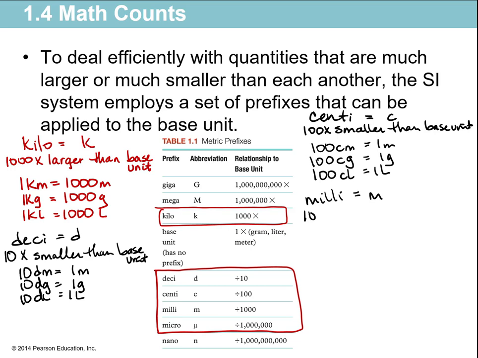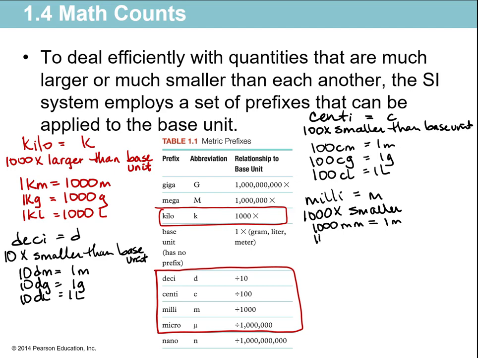So milli is 1,000 times smaller. This means it is going to take 1,000 millimeters to make 1 meter. And if you've seen a metric ruler, it has those small little dash marks. Those are millimeters. They are about the width of like 3 hairs set side by side. So that's the millimeter size. It takes 1,000 of those to make 1 meter stick.